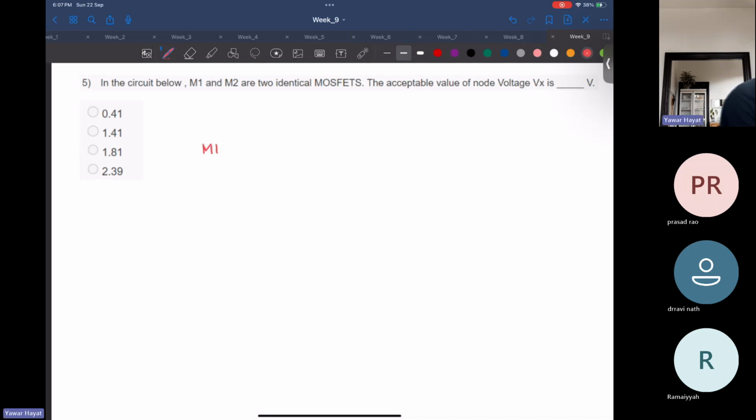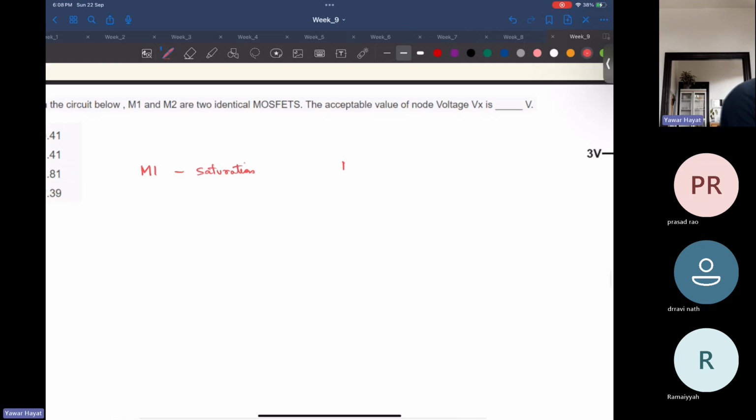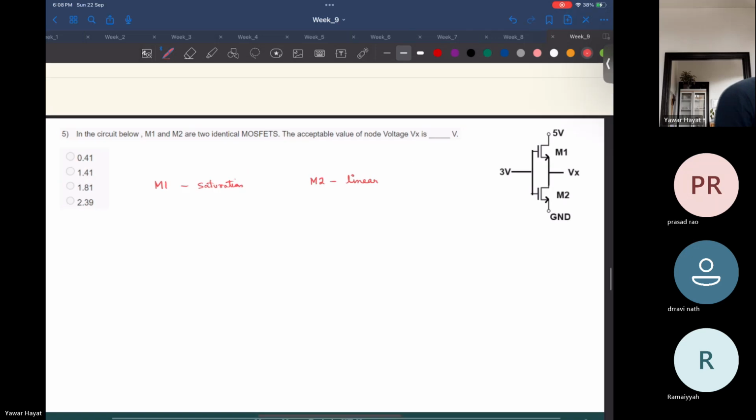So this is what we concluded so far. M1 in saturation, your M2 linear, right? And if you equate the two currents ID1 and ID2, what do you get? ID1 equal to ID2. Why am I equating? Because these are in series, right? In the series, the same current should flow through both the MOSFETs.